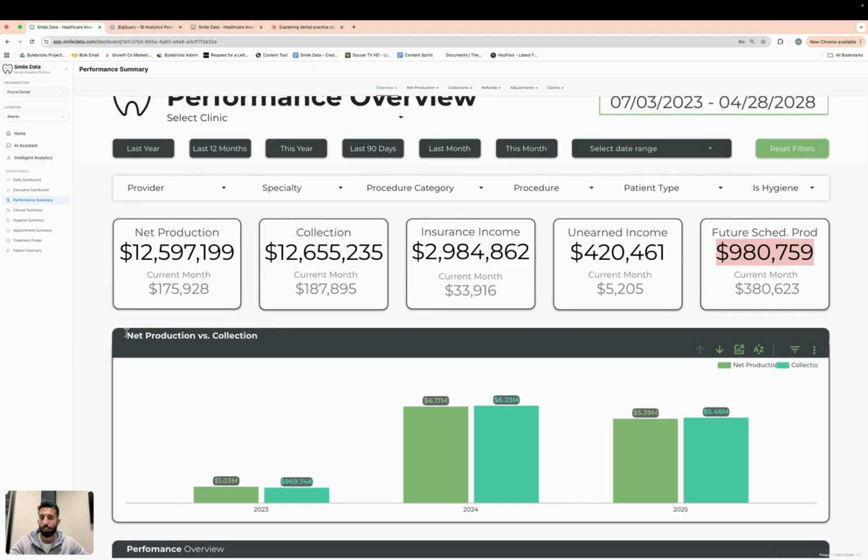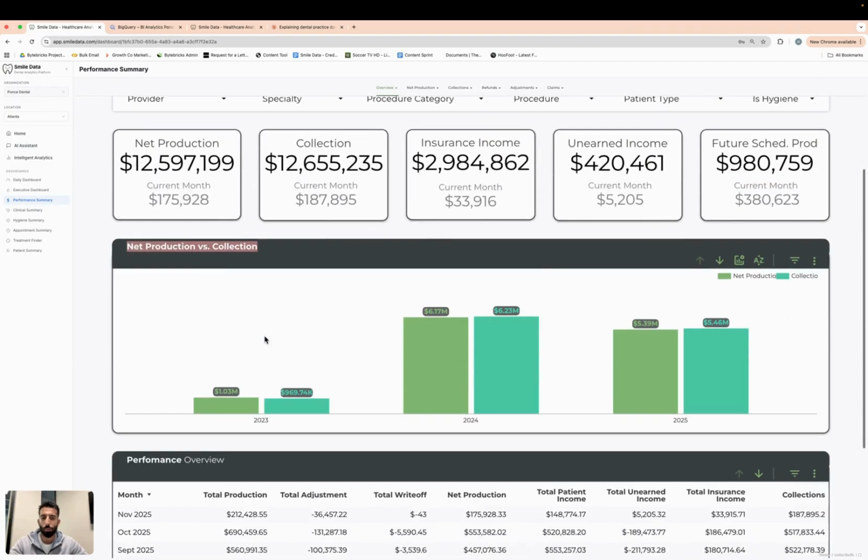Then you're also seeing a net production versus collection overview for 2023, 2024, 2025, all the months that have already been covered. So you're seeing that only in 2023, the collections were actually lower than the amount of production.